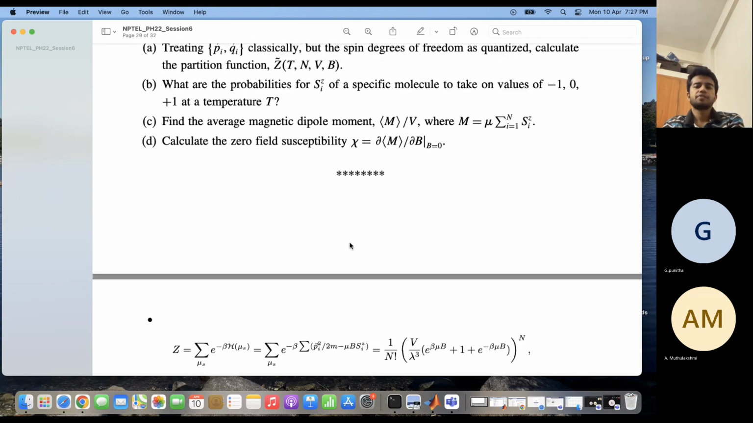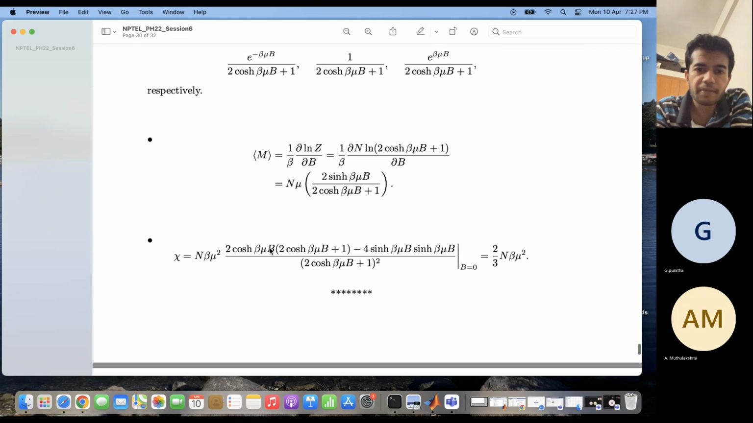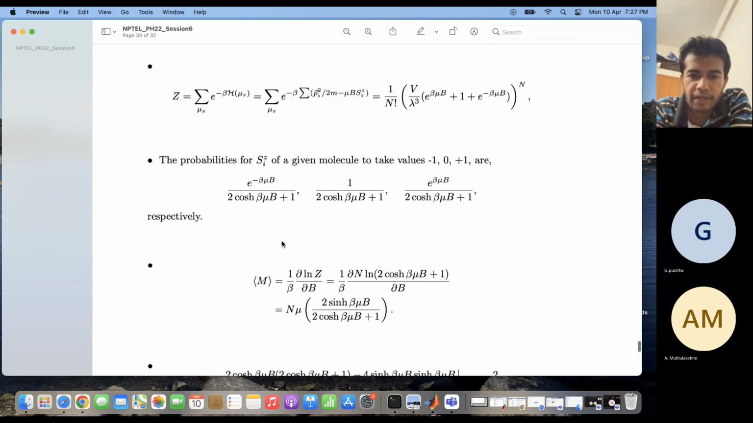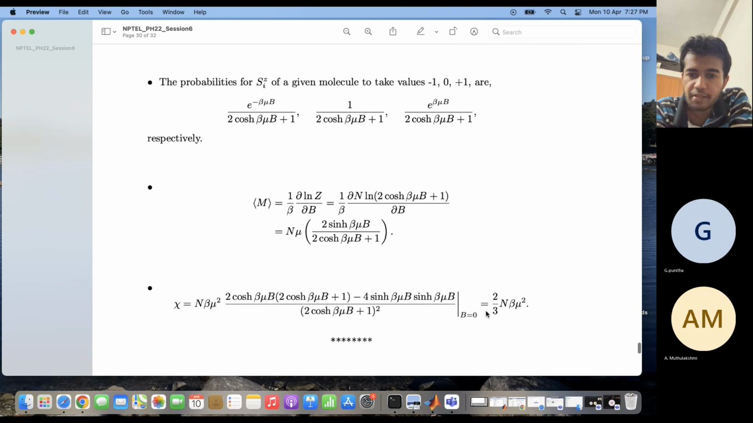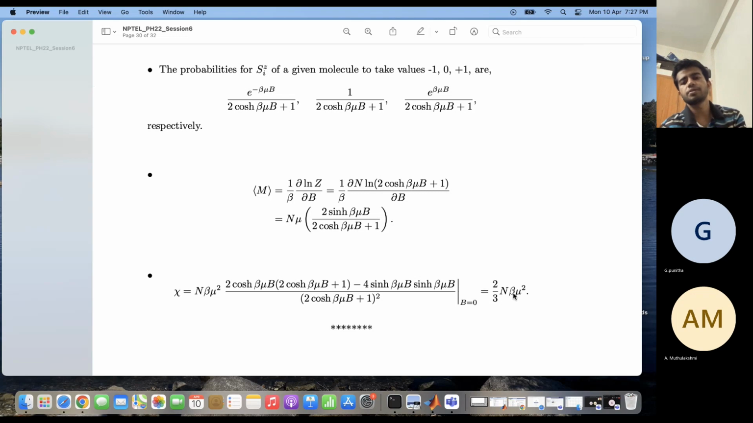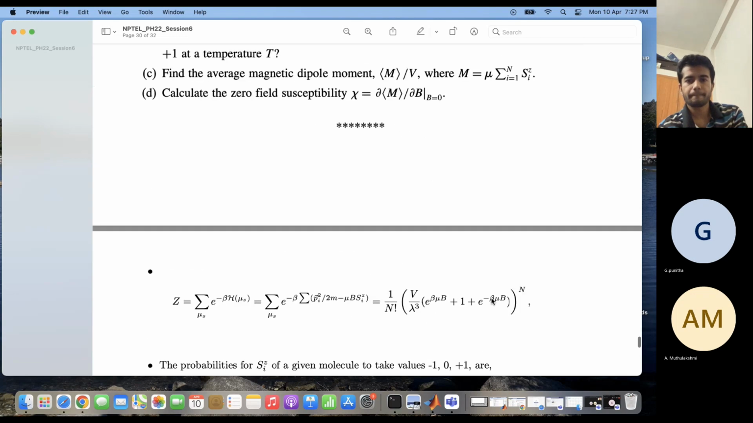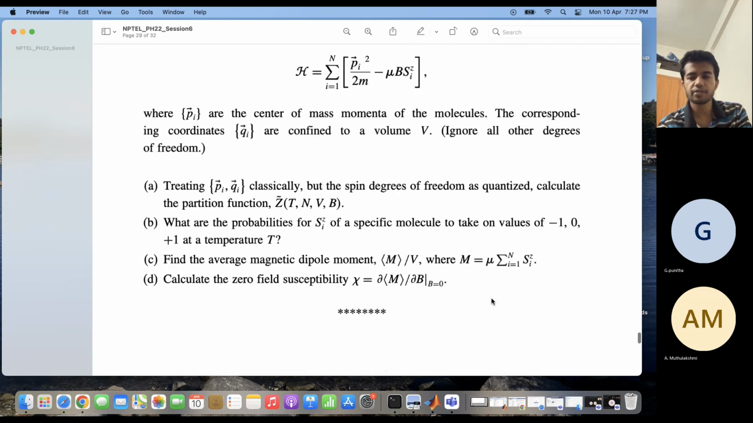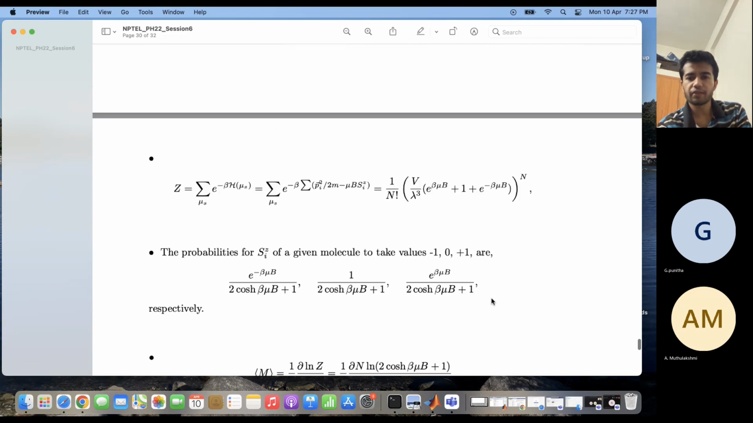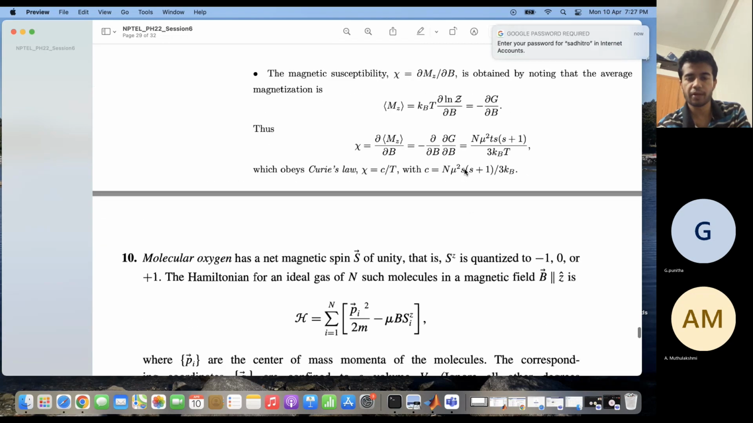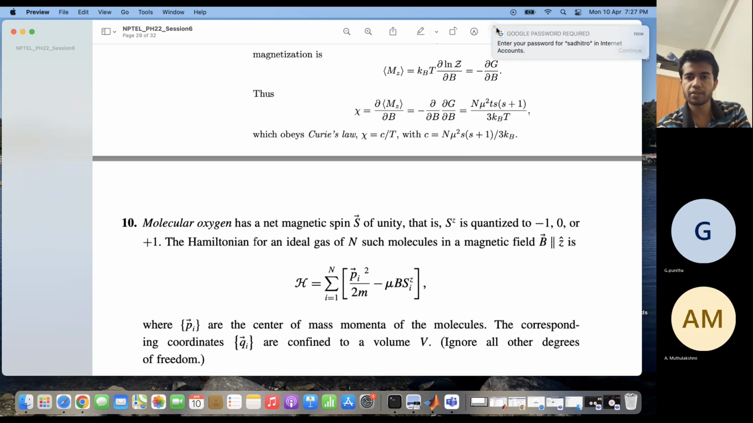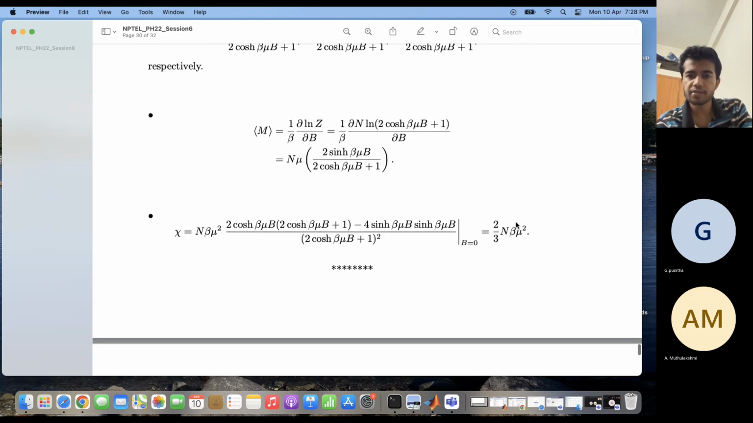And similarly, I can calculate the zero field susceptibility also, which is del expectation M by del b. So I take a derivative of this thing with respect to b, and this is equal to 2 by 3 N beta mu squared. So again, here also Curie's law is verified because beta is 1 by k_B T. So again, here chi goes as 1 by k_B T. Okay, so this also verifies Curie's law. And this in fact follows from this expression over here if I put s equal to 1. If you put s equal to 1 over here, then the constant of proportionality is equal to 2 by 3 N mu squared by k_B T. Here also the same thing, 2 by 3 N mu squared by k_B T.